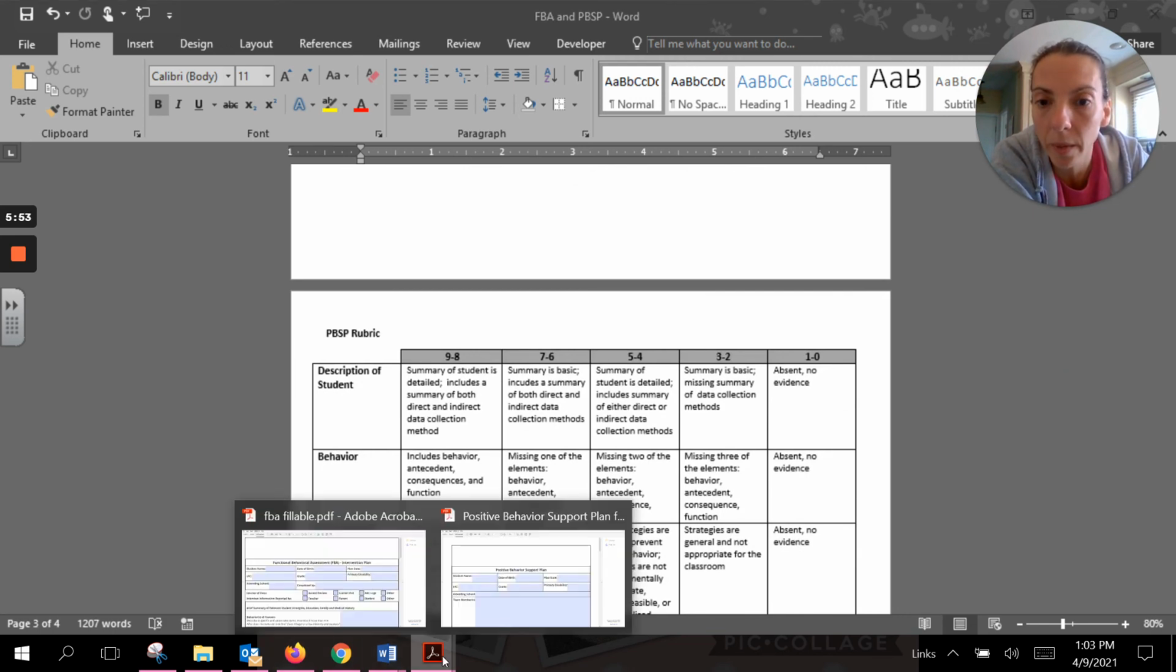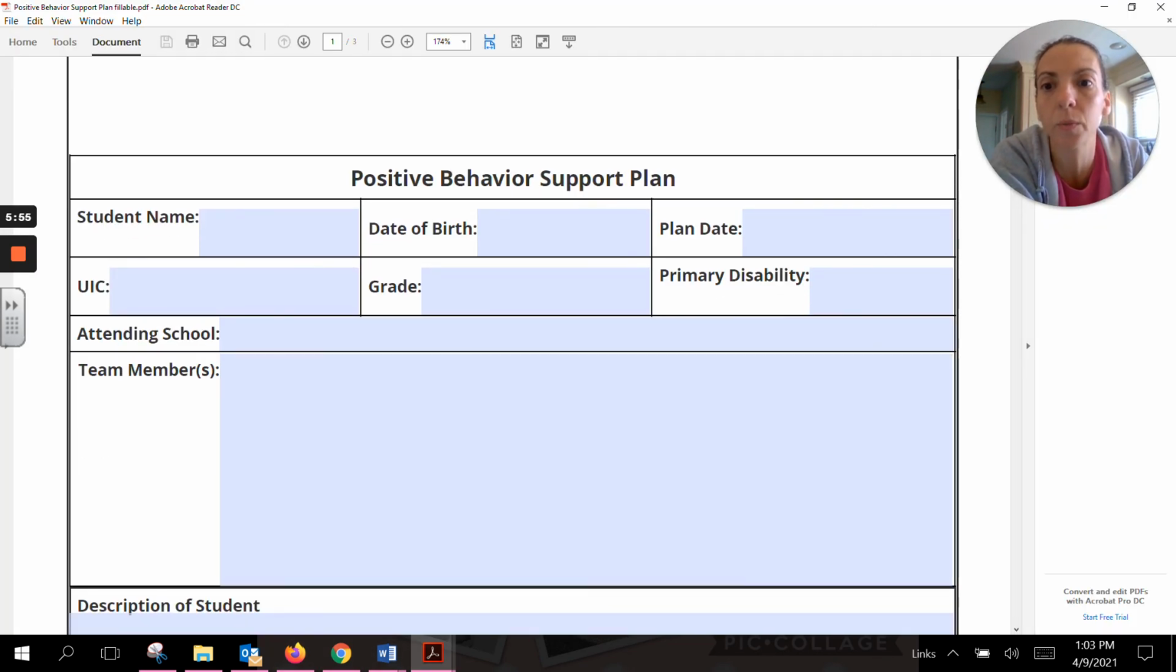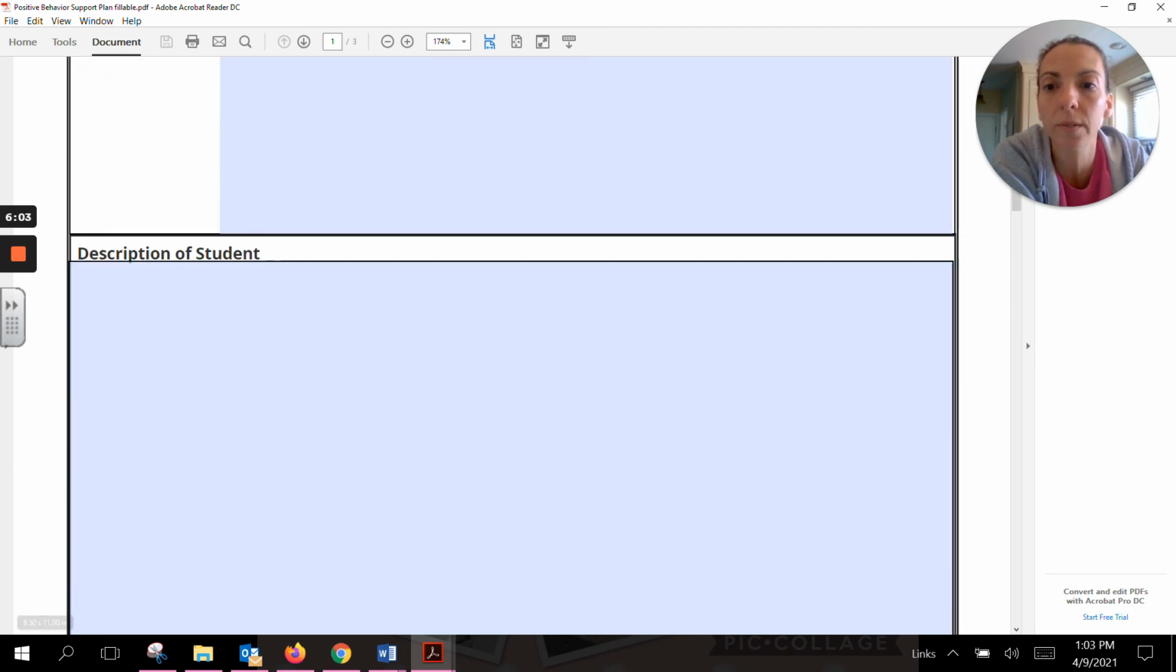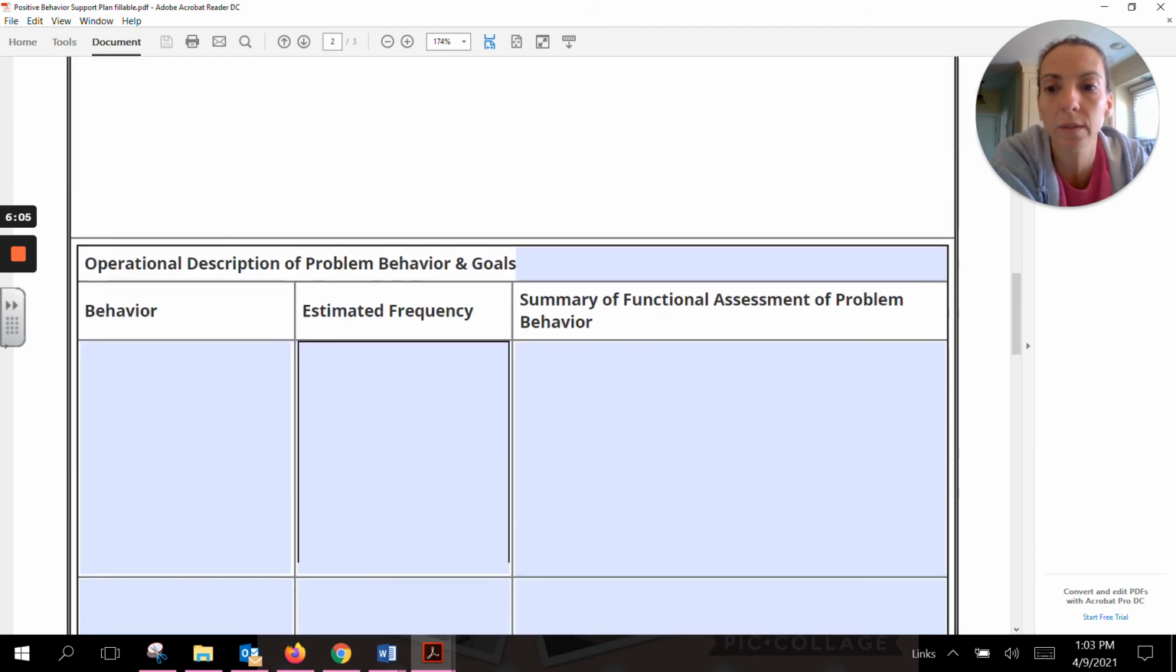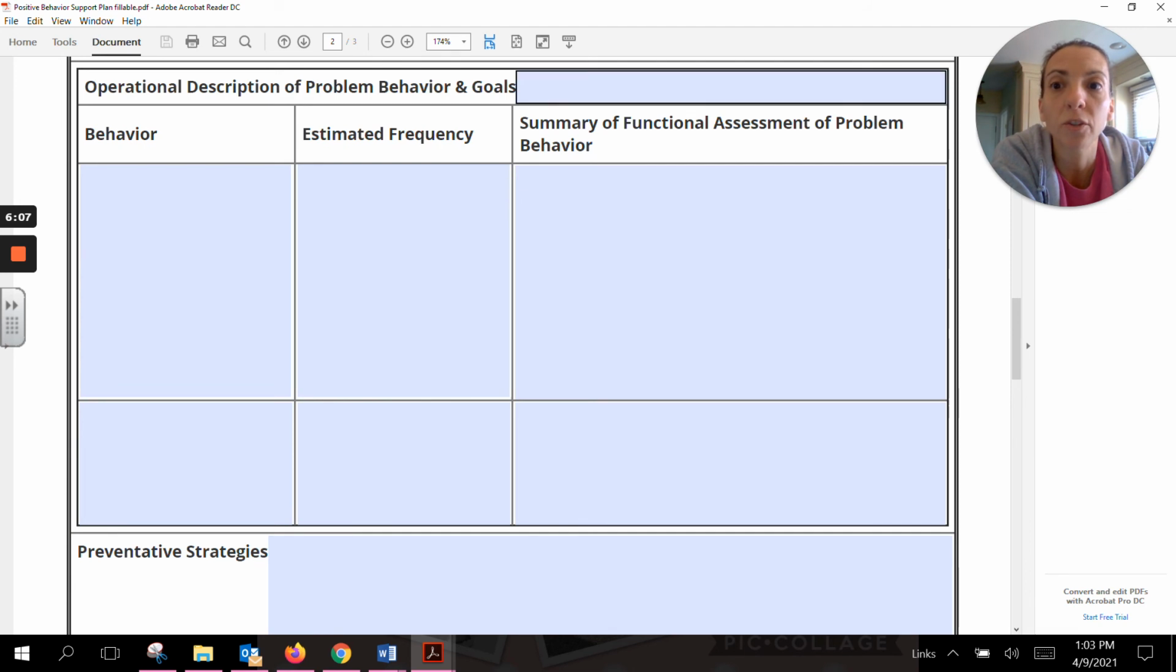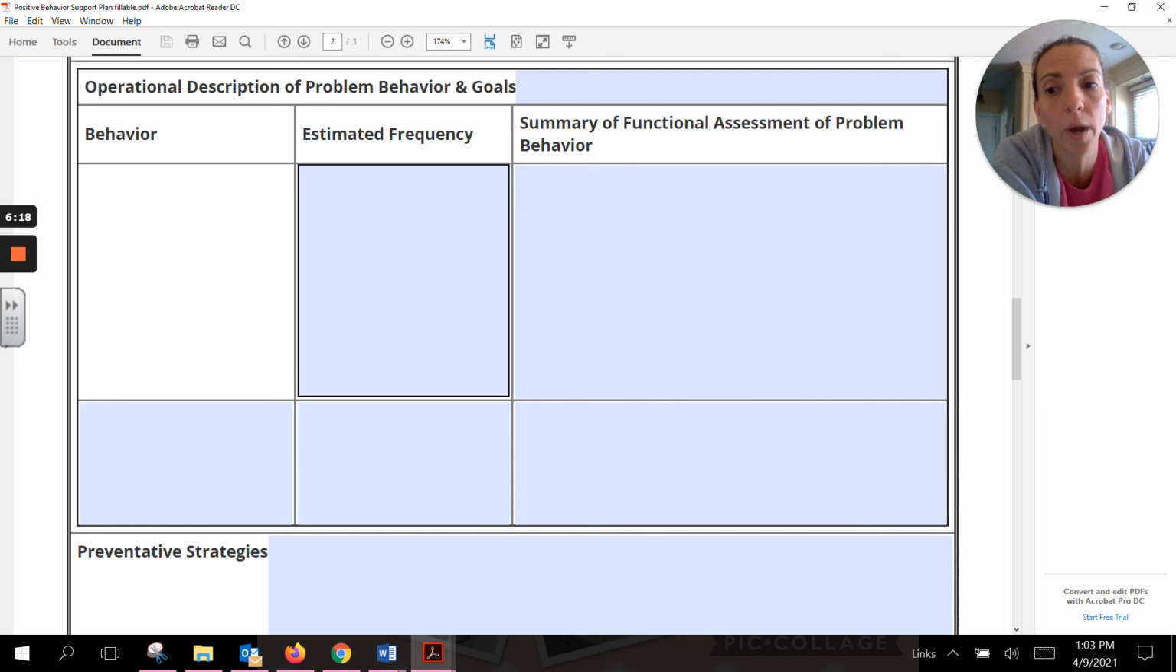And then let's take a quick peek at the PBS plan. So name, date of birth, plan date, grade, primary disability. Again, just disregard UIC, a list of the team members, your description of the student, operational description of the behavior and goals. So here's where you're going to operationally define the behavior. There's 2 spots here. I couldn't get rid of it. You're only going to do 1 because this is only going to target 1 behavior.